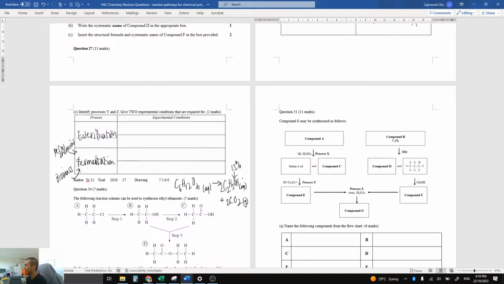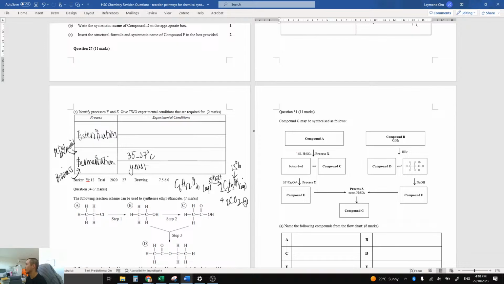Now, there's a couple of experimental conditions for it. The first one is it needs to happen at about 35 to 37 degrees Celsius, and you need a catalyst. This catalyst is yeast. Now there's no need for putting it in the dark or specific lights for this to happen. Usually it happens in anaerobic conditions, aka no oxygen. So that's why you typically have it capped off, so that there's no oxygen that can flow in. But this asks for two conditions, so we just write those.